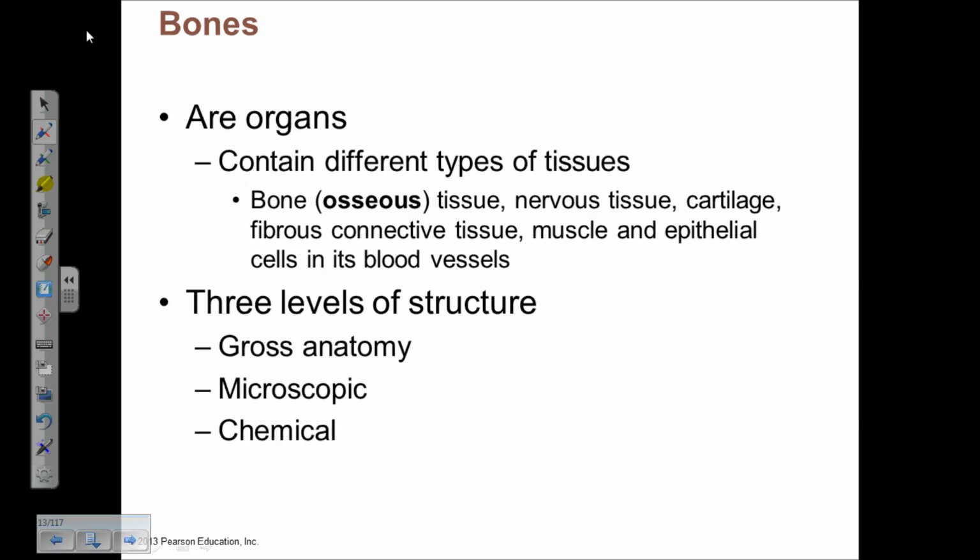Connective. Is it vascularized? Yeah, we have blood vessels in the bone. So blood vessels, what kinds of tissues do we have in blood vessels? Nervous, okay. What about the inside lining of the blood vessel? What kind of tissue is that? Epithelial. And we can also pull in the muscle tissues that are attached to the bone. Make sense? Okay.